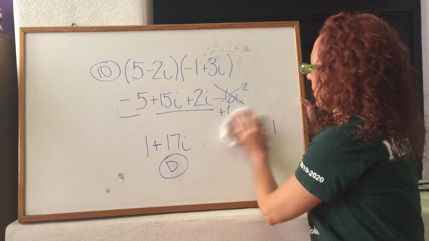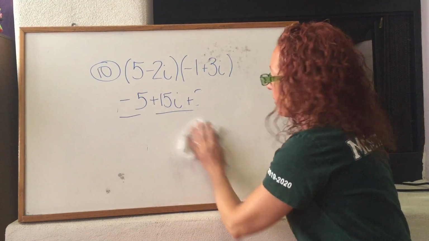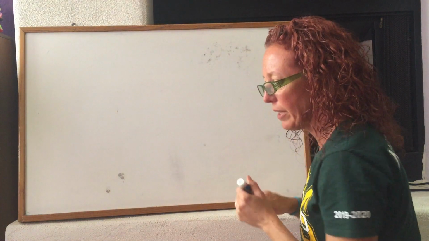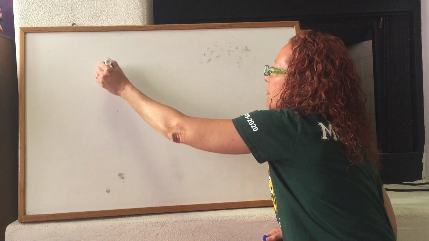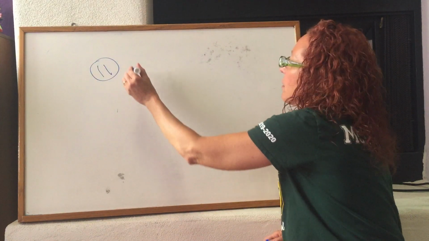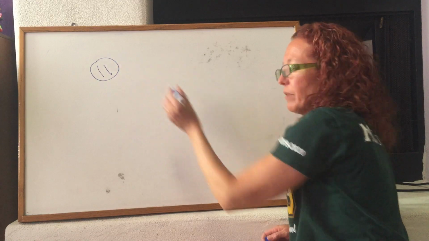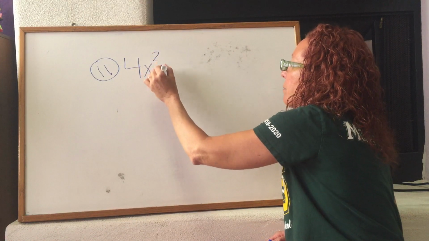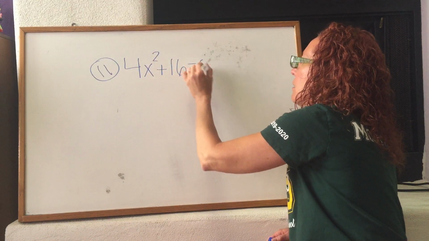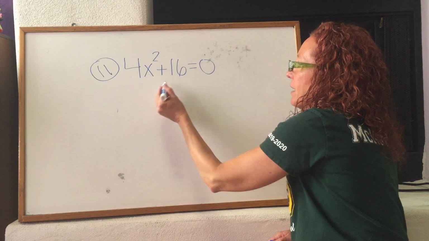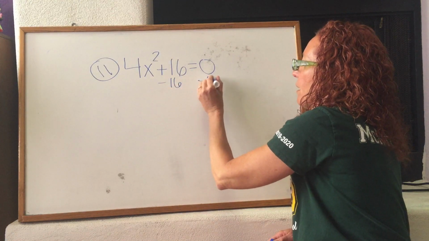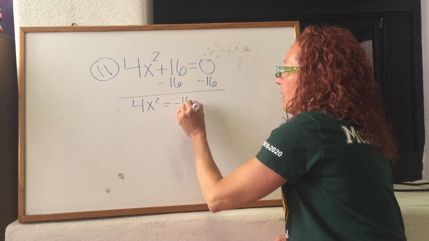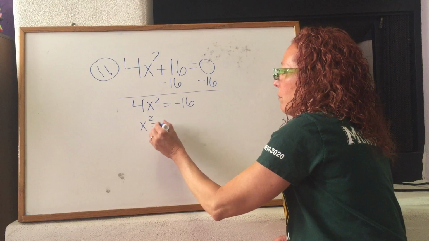Number 11 is back to using that square root method. At first, yeah, we're also going to have some imaginary numbers in there. This one does factor a little bit easy. Well, no, it's not going to factor great, so I would use the square root method because that's a positive 16. So let's get this x squared isolated. Let's jump that 16 to the other side. Let's divide both sides by 4.